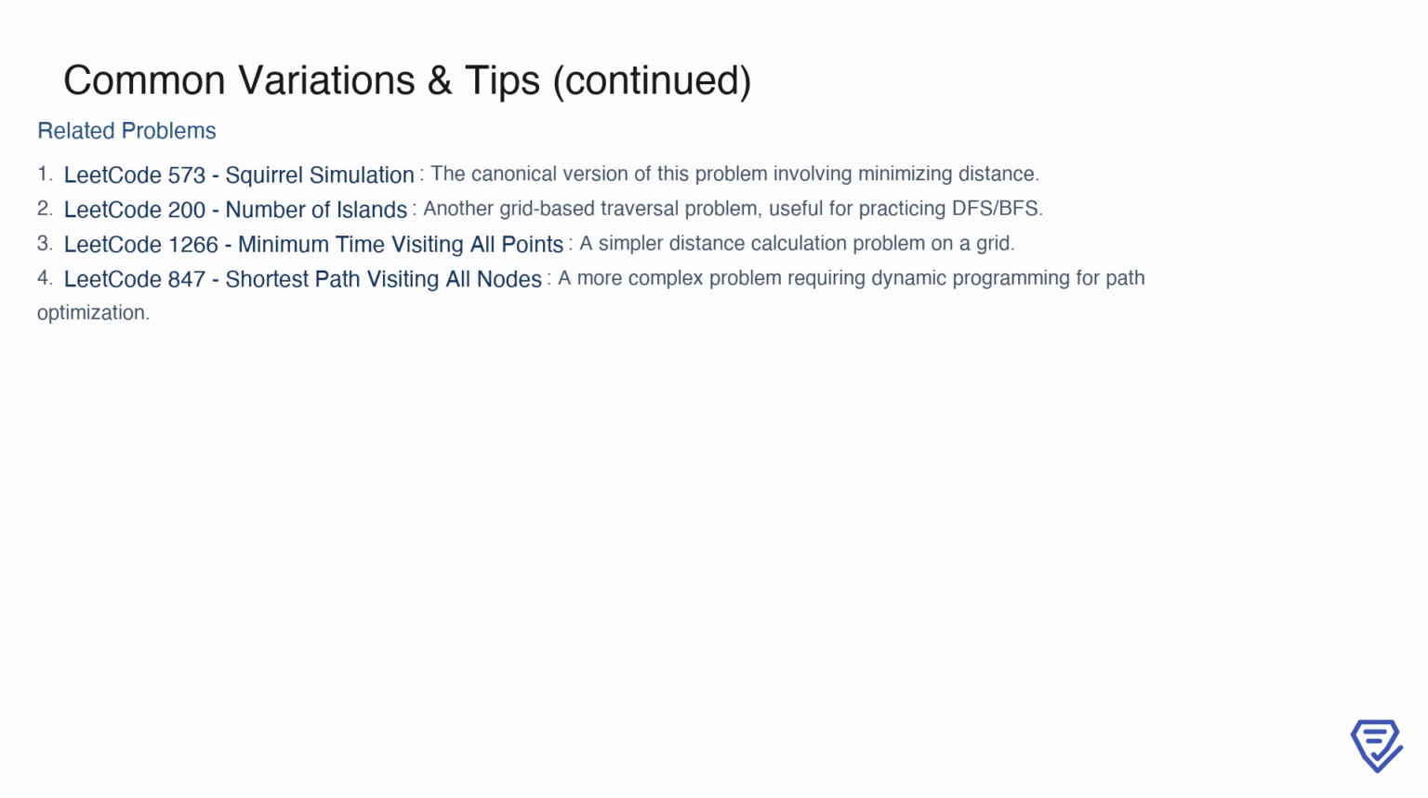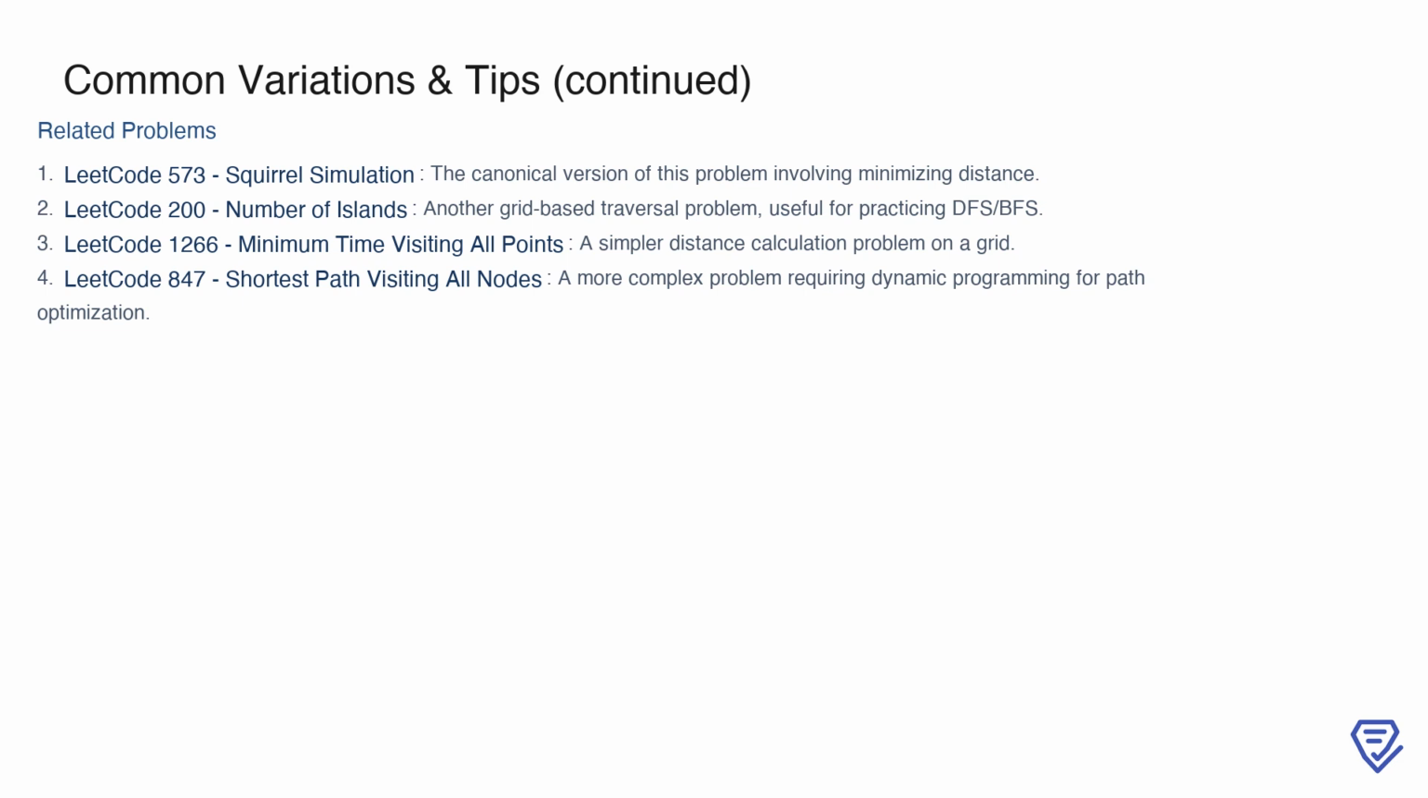For practicing traversal techniques like depth-first or breadth-first search, LeetCode 200, the number of islands problem, is an excellent choice. If you want to build intuition around distance calculations, LeetCode 1266, minimum time visiting all points, provides a simpler scenario. On the other hand, LeetCode 847, shortest path visiting all nodes, delves into more advanced concepts like dynamic programming for path optimization, making it a more complex but rewarding challenge. Exploring these problems will deepen your understanding of grid-based algorithms and help you see the broader applicability of the techniques used here.